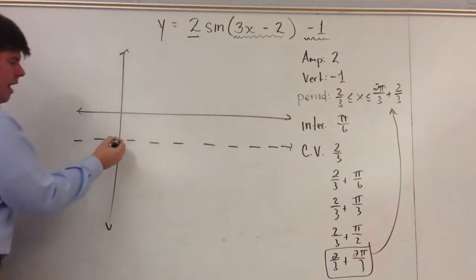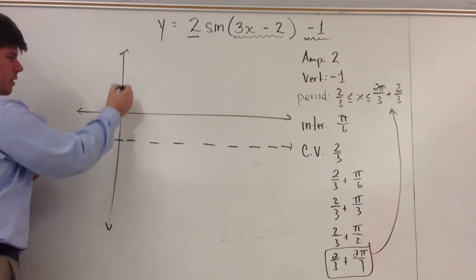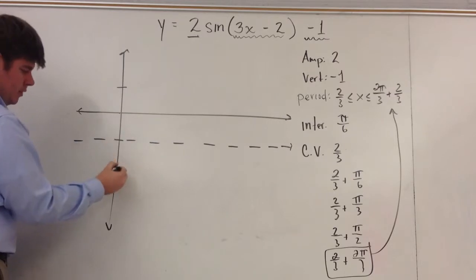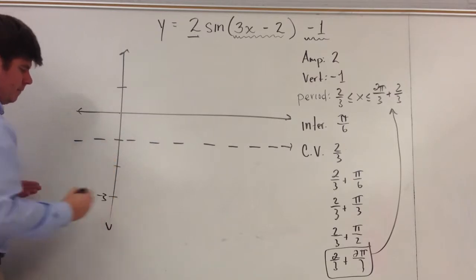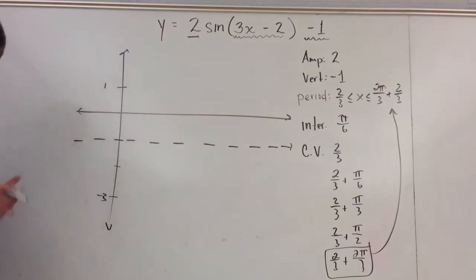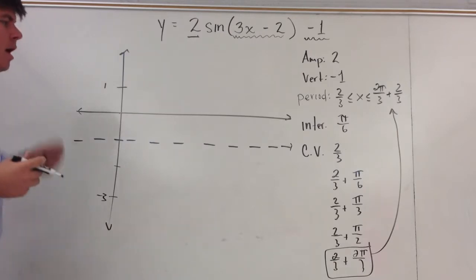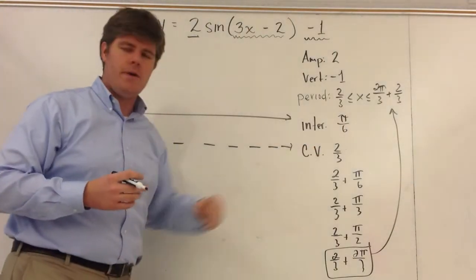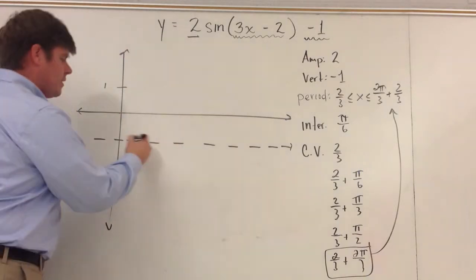Let's utilize that. Well, my highest point is going to go up 2 from here, so 0, then to 1. It goes down -2. Well, it goes down another 1 to -3. This is 1, this is -3. There's my amplitude points. My starting point is 2/3. Remember, 2/3 is a number, but that's what I'm going to use.